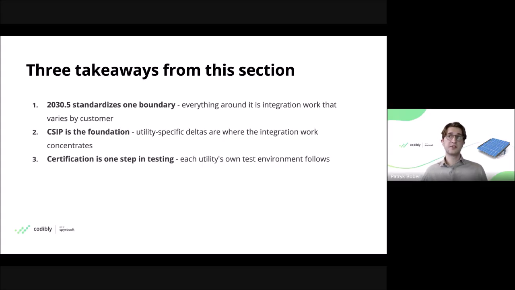So 3 things from this section to hold on to. 1, 2030.5 standardizes one specific boundary, the utility aggregator handoff, and everything around it is integration work that varies by customer and utility. 2, SysIP gives you the protocol foundation, but utility-specific deltas across end device modeling, telemetry, capabilities, and controls are where most of the integration effort actually concentrates. 3, SysIP certification is one step in the testing path. Each utility runs its own test environment on top, and exercising the integration end-to-end ahead of going live is what catches the misalignments.